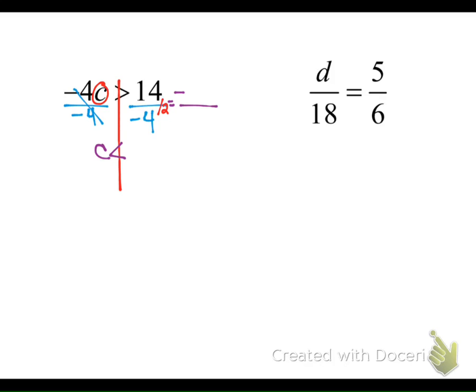So what's 14 divided by 2? 7. So I have a negative 7. And what's 4 divided by 2? 2. So my answer then is going to be negative 7 over 2. So c is less than negative 7 over 2.